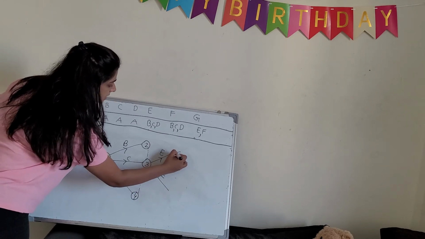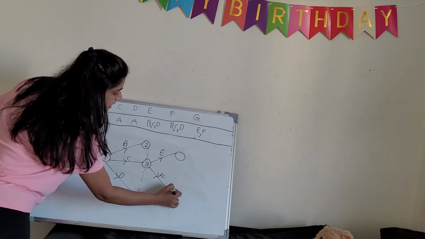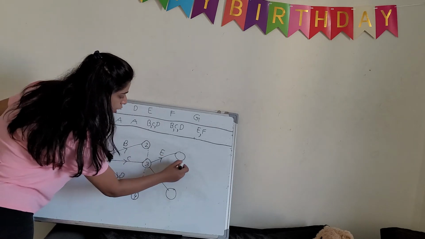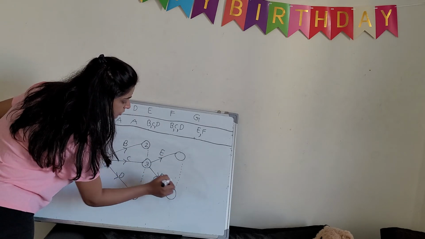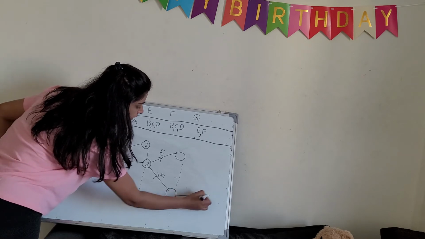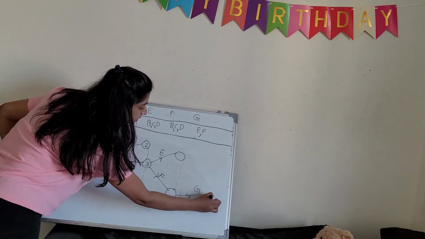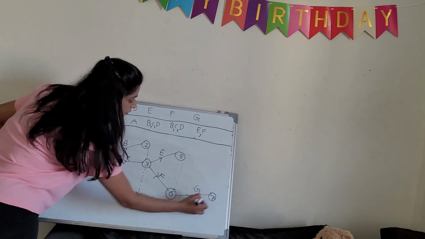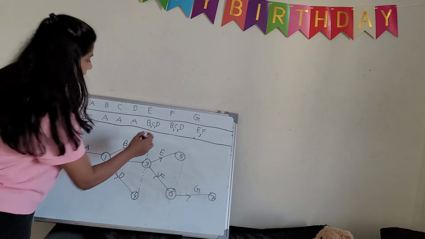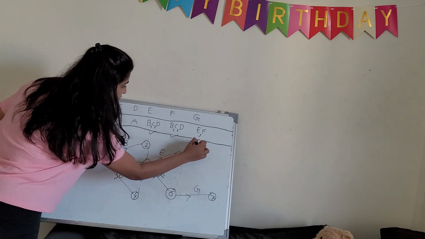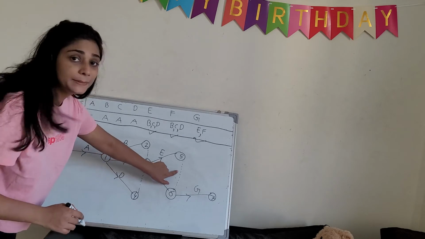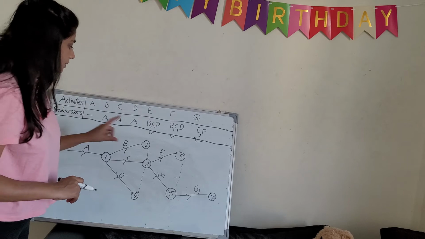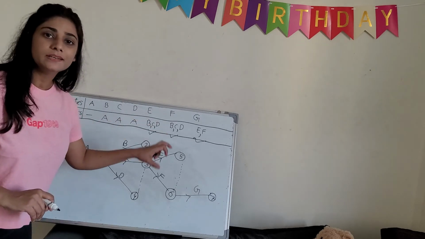Now the next activity is G, and it is starting after completion of E and F. So E is here, F is here. So how will we do it? We will connect these activities by a dummy activity, and from this point we can start activity G. So 4, 5, 6 and 7. Like this we put the numbers, and we can see here are 3 dummy activities, 1, 2 and 3, in the PERT network. So this is our completed PERT network where we put the dummy activities.